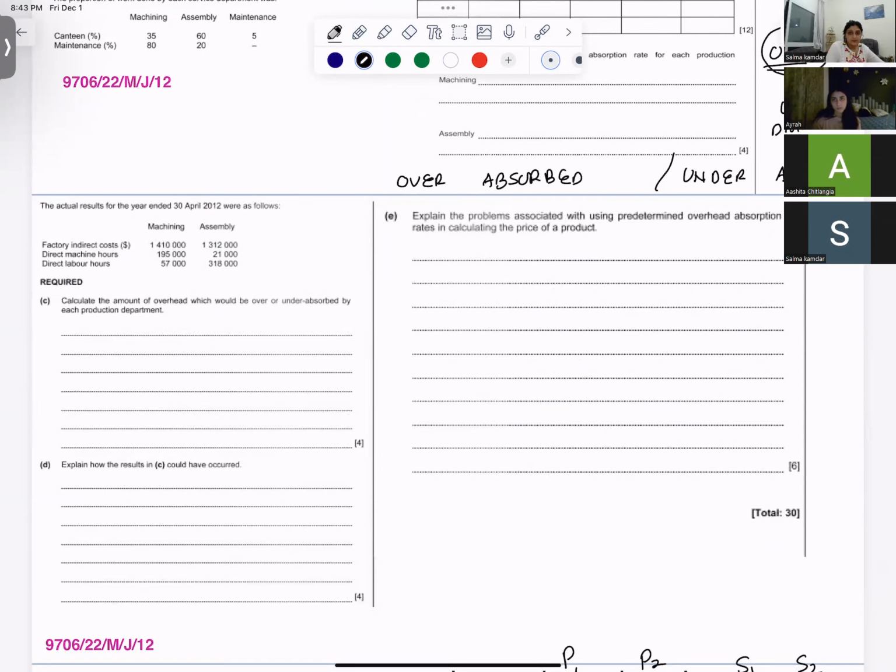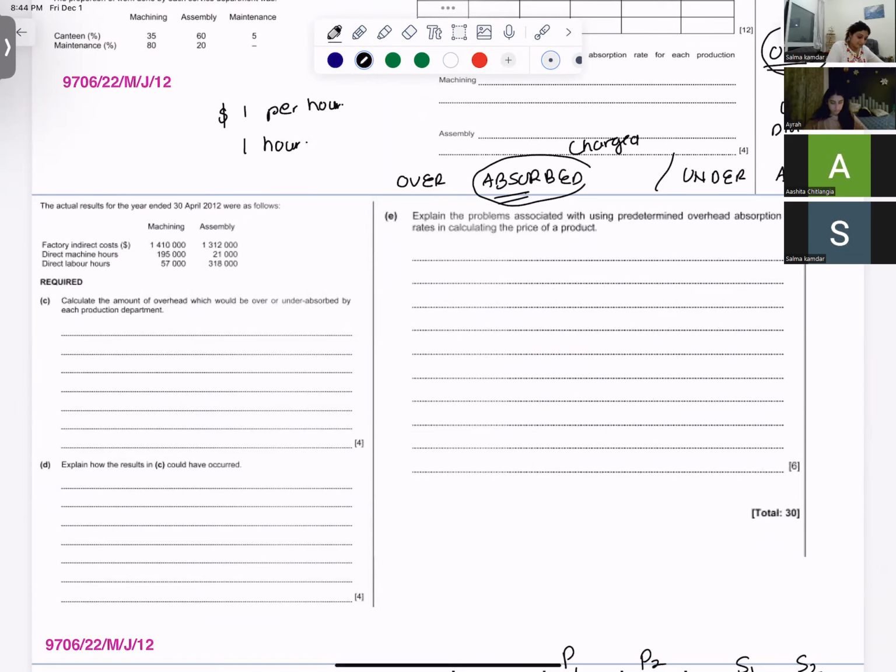Like overutilized or underutilized, something like that. Okay, absorbed means charged. Now understand, supposing my product goes to the production department and I charge that product $1 per hour, and it takes 1 hour for my product to be made.